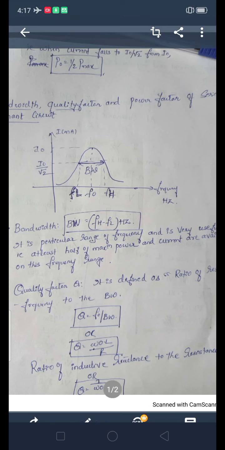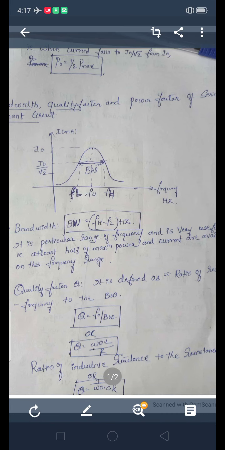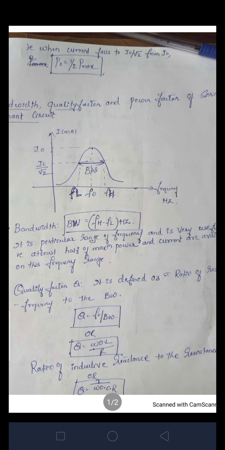This particular value, how do we get? Higher value minus the lower value. FH minus FL gives you the particular frequency range which is nothing but bandwidth.